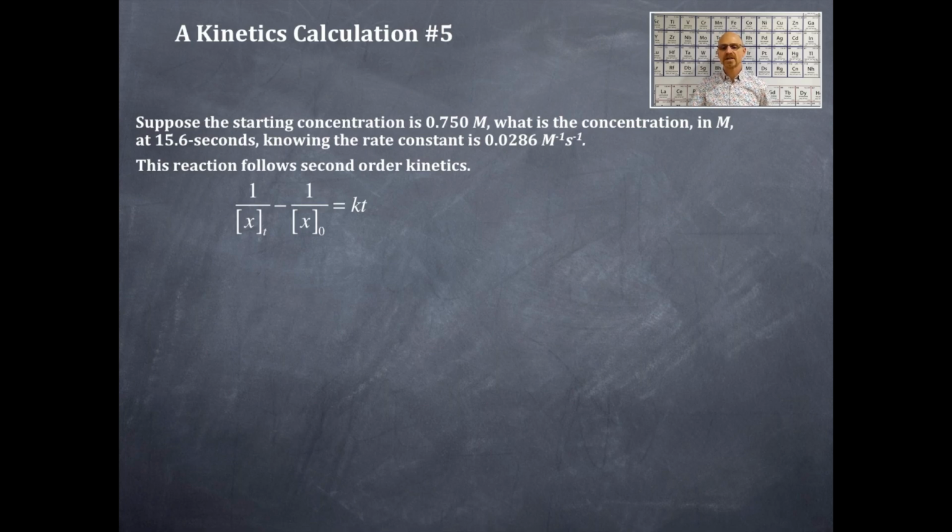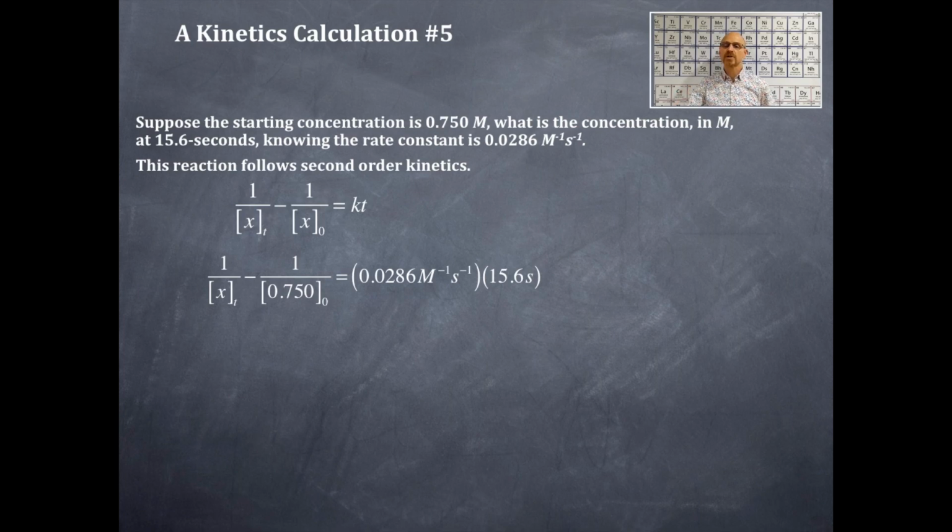We know the rate constant, and that is 0.0286 molar per second. Notice that the units of the rate constant and the units of time are going to cancel out, and so we're good there, and that's a fantastic thing. So let's plug those values into that second order rate law, and that's what we get right there. You should see that the seconds are going to cancel out with the rate constant and the total time, and we are going to solve for 1 over x sub t, which is the concentration at time t.